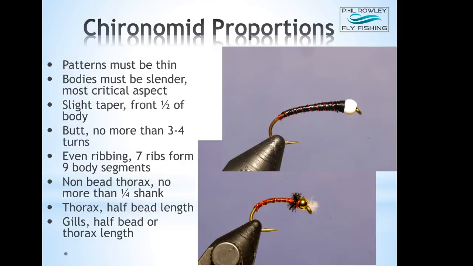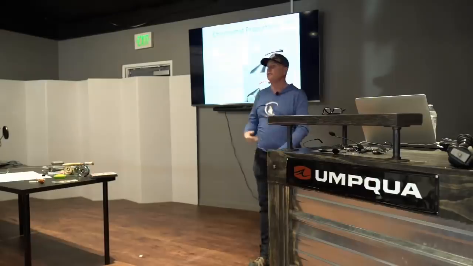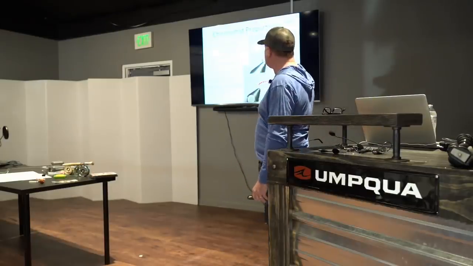So other proportions, again, thin patterns, slender. If you want to add taper, try and keep it in the front third of the body. If you put a bead on it, we want it subtle, so 3 or 4. This is Brian's beadhead chironomid bomber. It's got 4 turns of wire. Sometimes we use red holographic mylar, a personal favorite of mine, as a butt section.